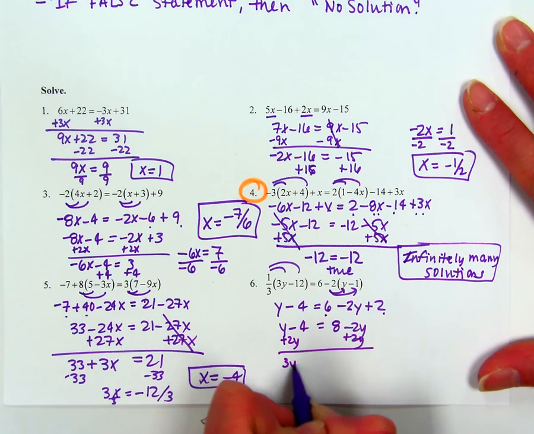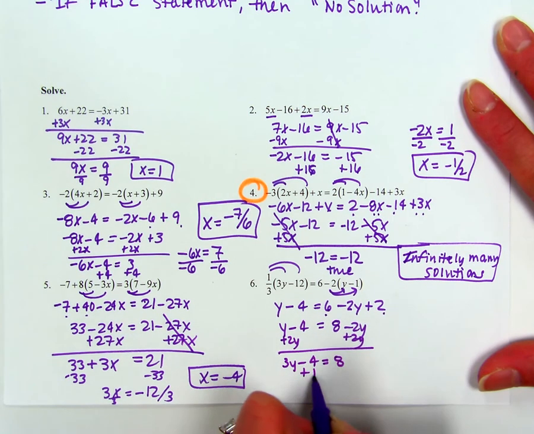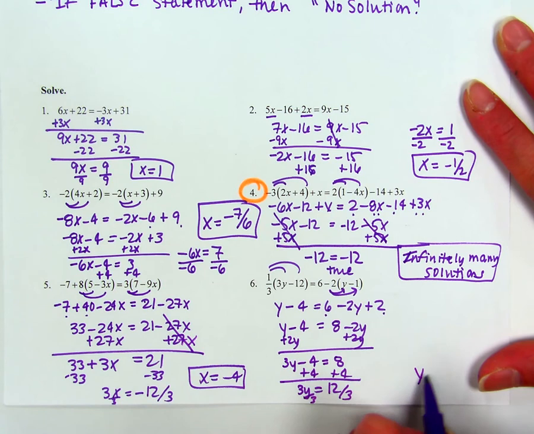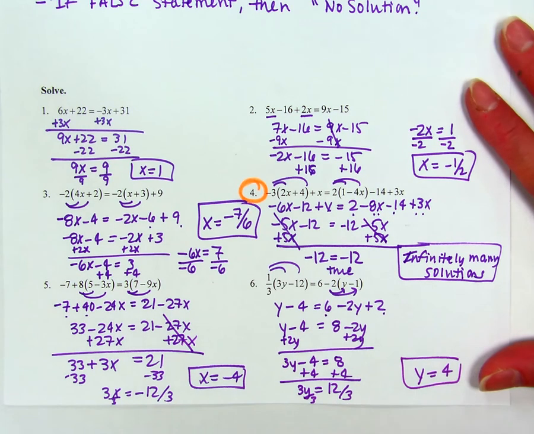I get 3y minus 4 equals 8. I'm going to add 4 to both sides, which is 12. And then I'm going to divide by 3, which was my coefficient, and I get y equals 4.